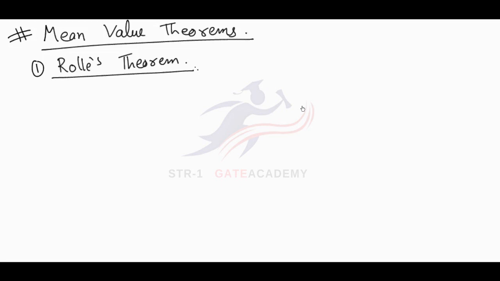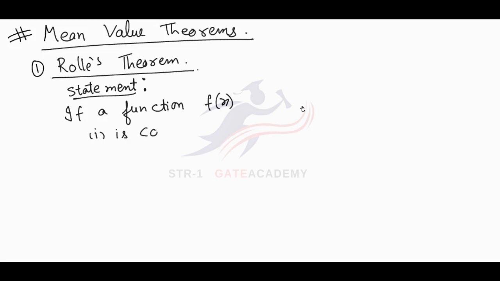Now, what does Rolle's theorem state? First we'll talk about that, and then I'll tell you the physical interpretation of it. So we are talking about the statement first. What was the statement of Rolle's theorem? He said that if a function f(x) is continuous in the closed interval [a, b].